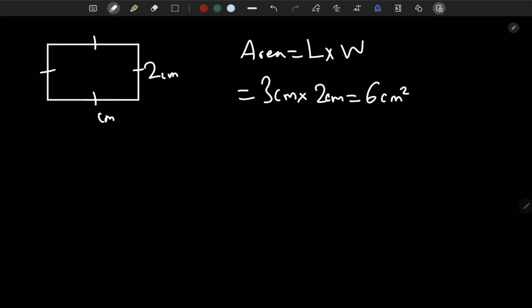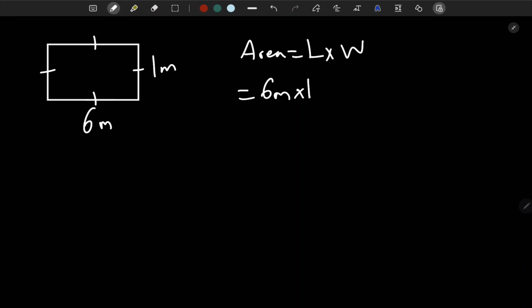Let's say now this was 6 meters, and this was 1 meter. So now let's change the values and try to solve for the area again. Again, it's just going to be the length multiplied by the width, which is 1 meter, and this will give us the answer of 6 meters squared.